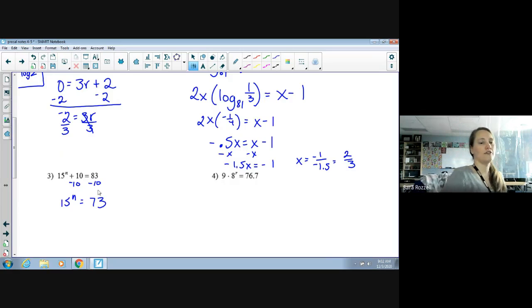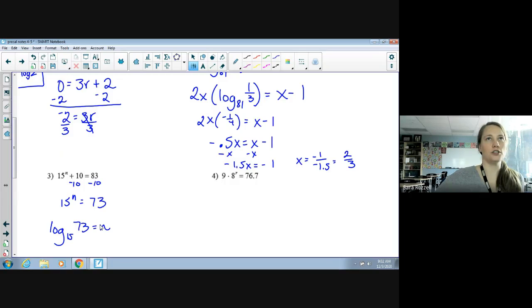And if you're trying to solve for something that is in the exponent, for that variable there, we're going to write it as a logarithm. So this will be log, what's our base? 15 of 73, and that's equal to n. So we just do the log base 15 of 73 in the calculator, and we'll get our decimal answer. So just a reminder, this is what you type in.